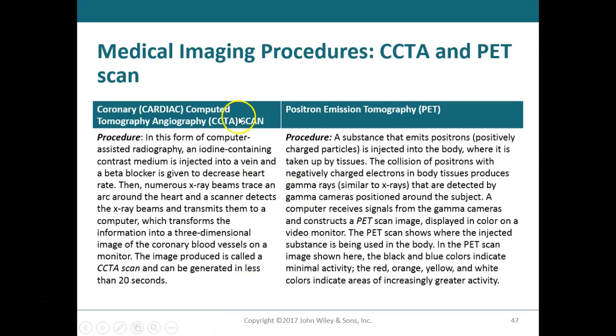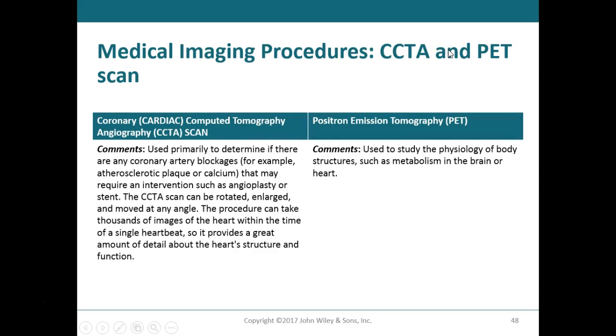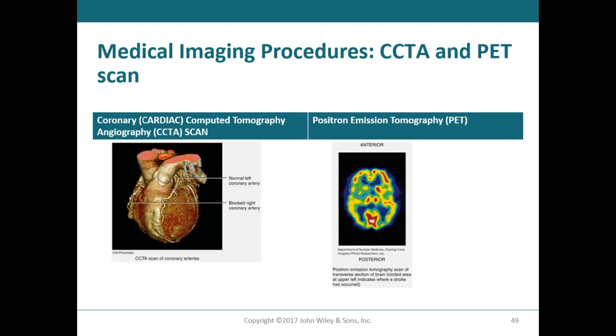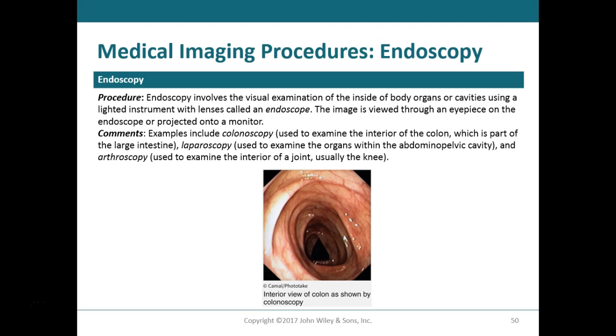All right, some cardiac or CCTA scans and PET scans. Again, some information about what they are and then some images. This CCTA scan of the coronary arteries is absolutely beautiful. You get a very well rendered 3D image of the heart. Here you've got some of the large vessels associated with the heart that we'll talk about, and here we've got some of the coronary arteries. And then the PET scan shows you brain activity.